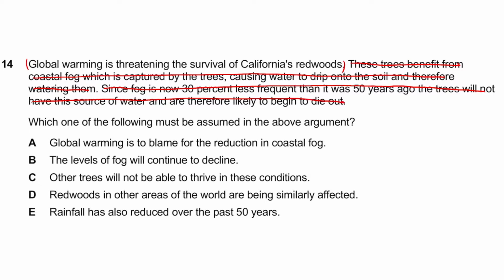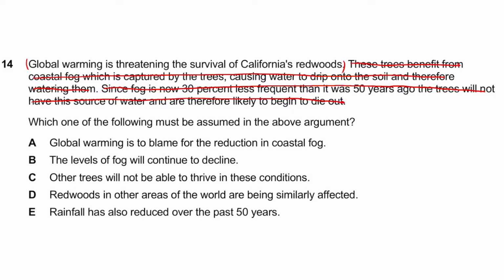Okay, so what we have then, guys, is basically that conclusion: global warming is threatening the survival of the redwoods in California, and the reason basically is that the fog levels are declining, and they use the fog to water themselves. So option A, global warming is to blame for the reduction in coastal fog. So I think that's actually a good option. This is actually a really good passage to illustrate how these assumptions work.